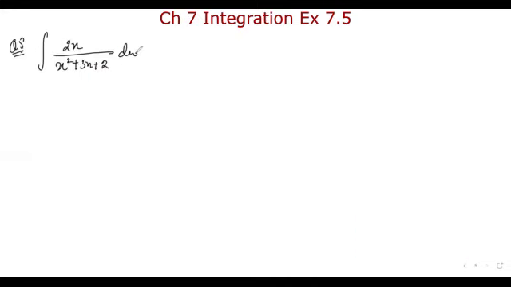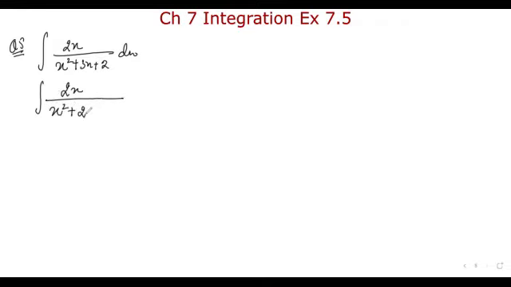In this question, we have the term x square plus 3x plus 2 in the denominator. So here one thing comes to my mind, whether I can apply the formula of integral dx upon x square minus a square or not. Whenever we can have factors in the denominator, we always apply partial fraction, because first it is a rational function, right? So let us just find out whether it can be converted into factors or not.